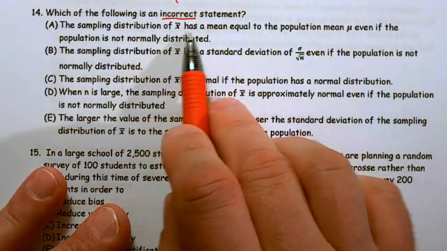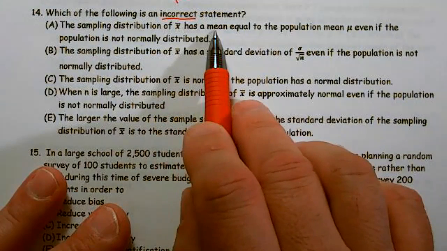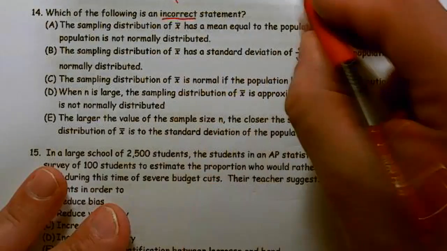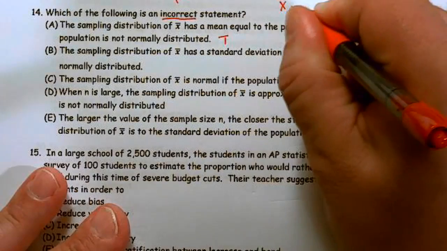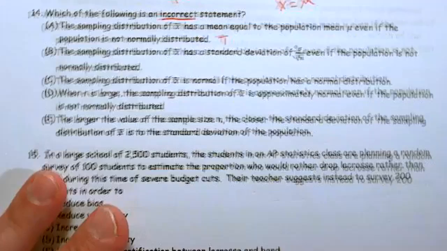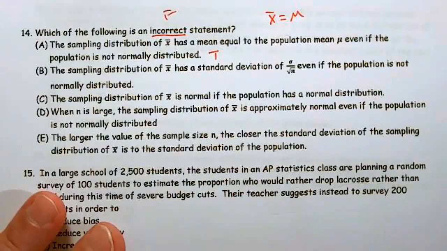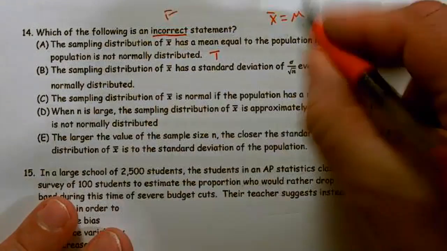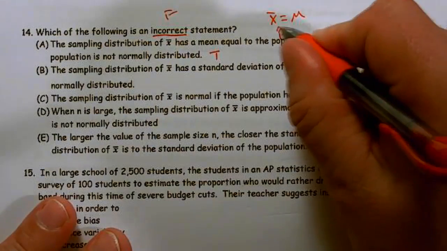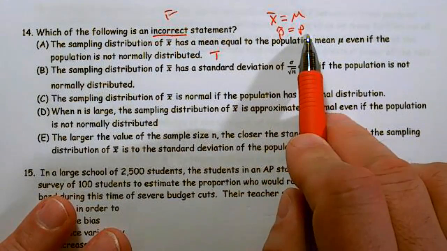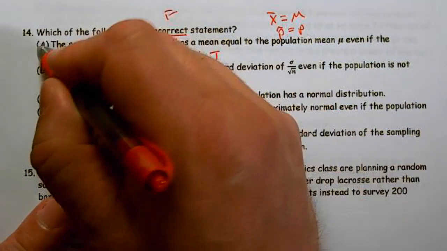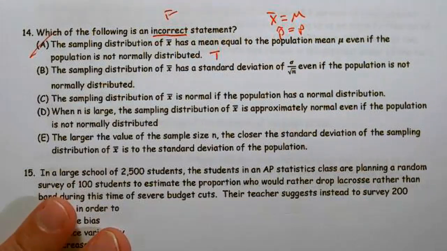The sampling distribution of X bar has a mean equal to the population mean. That is true. Our assumption is X bar is an unbiased estimator. We believe X bar equals mu. So that's true. We also believe that p hat equals p. The sampling distribution of p hat equals the true population proportion. This is true. We're looking for false, so that can't be our answer.